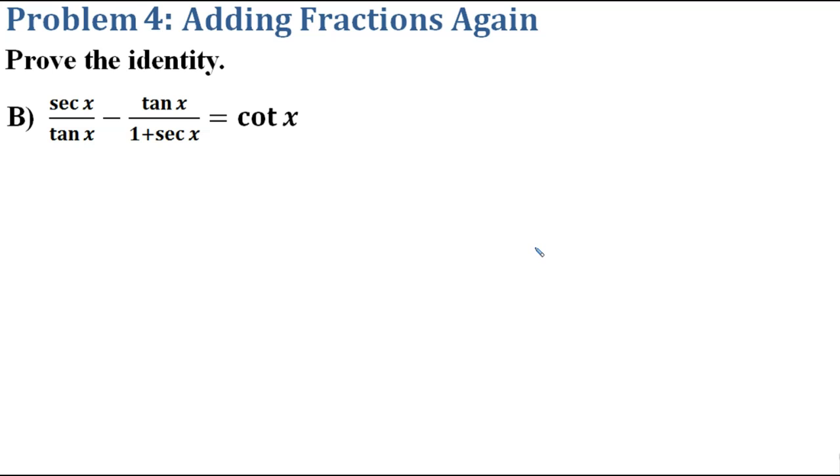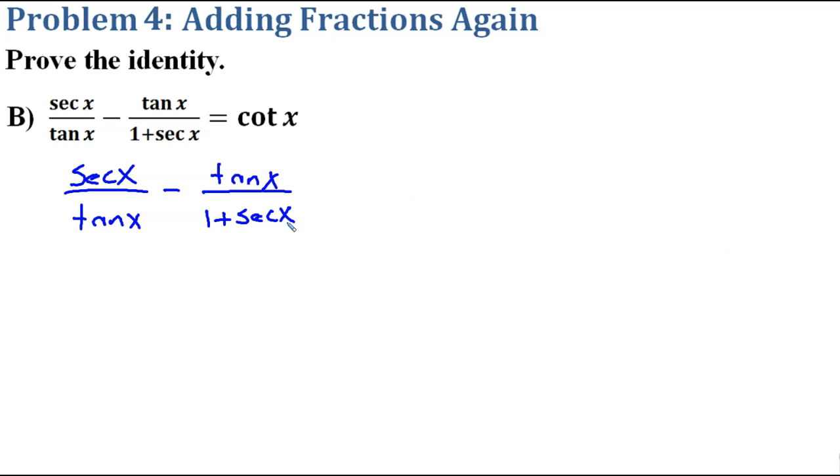All right, part B, another ugly fraction proof. This one's going to work out pretty similar. Again, clearly, the left side's the ugly side, so I'm going to start with that. Secant x over tangent x minus tangent x over 1 plus secant x.